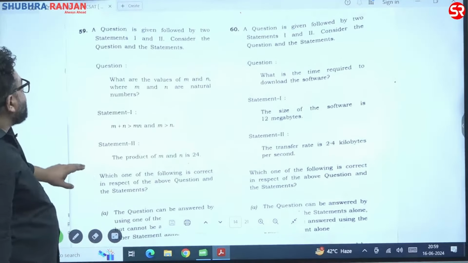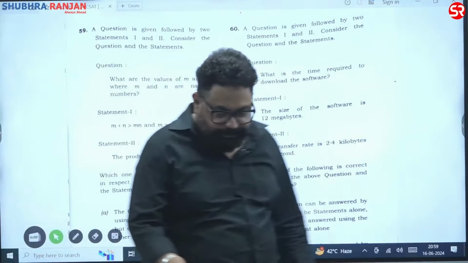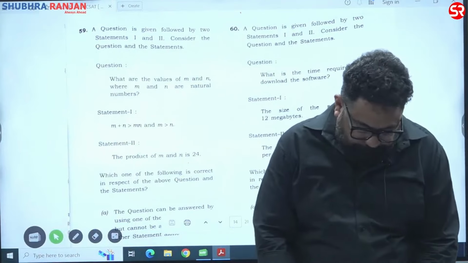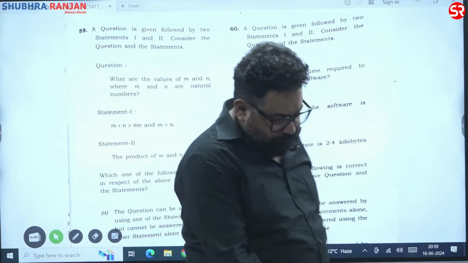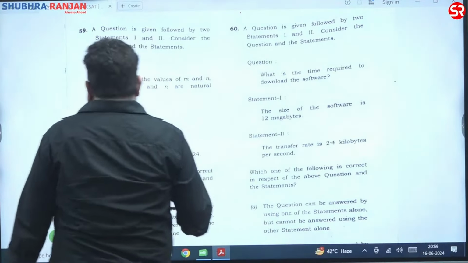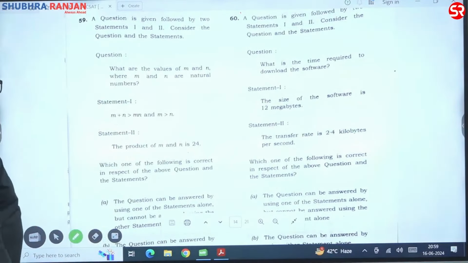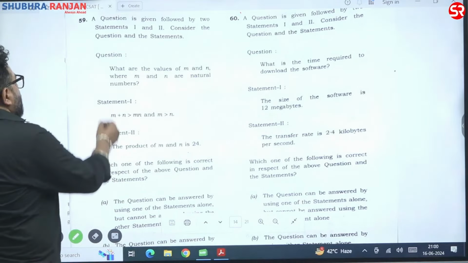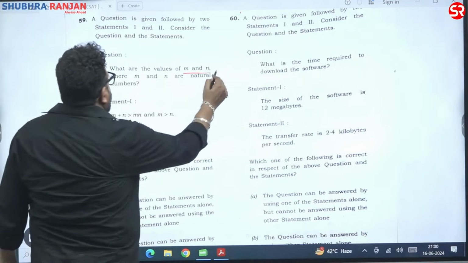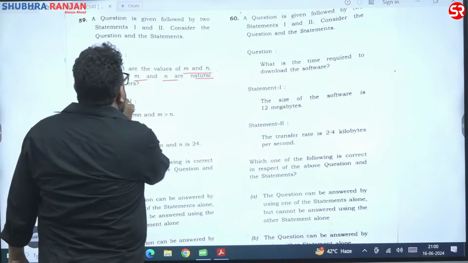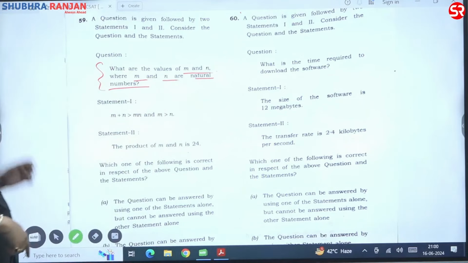So question number 59. See this, guys, this is the toughest portion of this exam. The question is data sufficiency. It asks, what are the values of m and n, where m and n are natural numbers? Again, this is important, they are natural numbers.